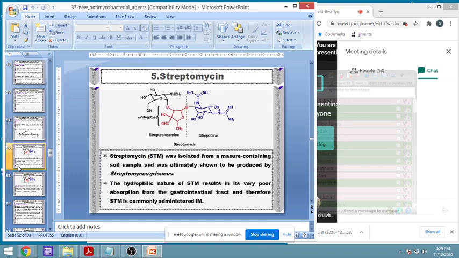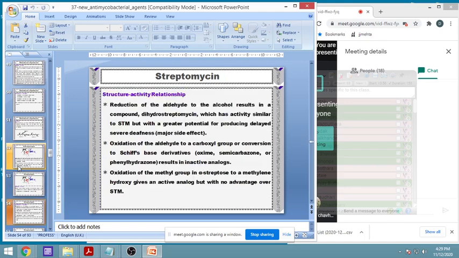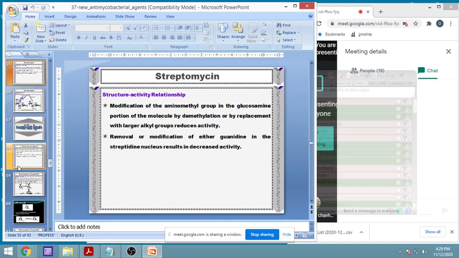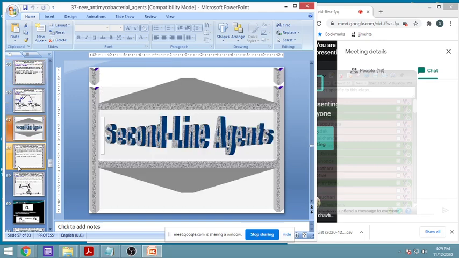Then next is streptomycin. We know about streptomycin, what kind of drug it is. It has very poor absorption from the GI tract, and therefore it is always administered intramuscularly. So this is what about streptomycin.